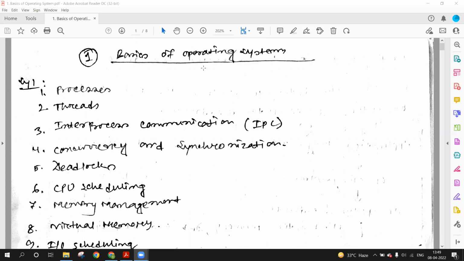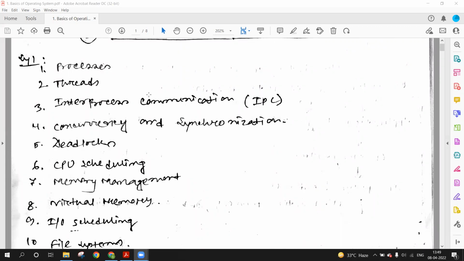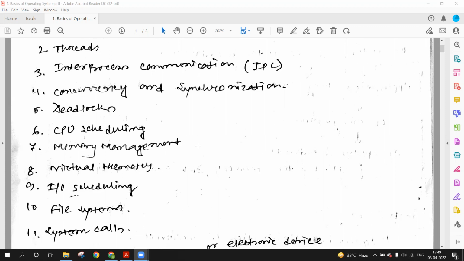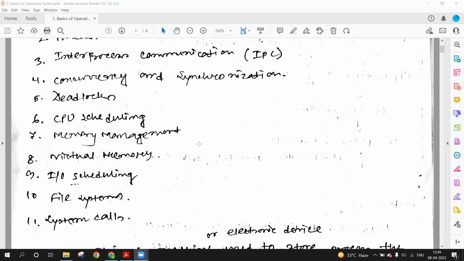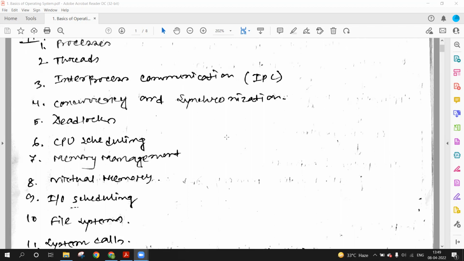So today we will discuss the operating system, first chapter, which is the basics of operating system. You can see our syllabus is like that: processes, threads, inter-process communication, concurrency and synchronization, deadlocks, CPU scheduling, memory management, virtual memory, IO scheduling, file systems, system calls. These topics will be covered.